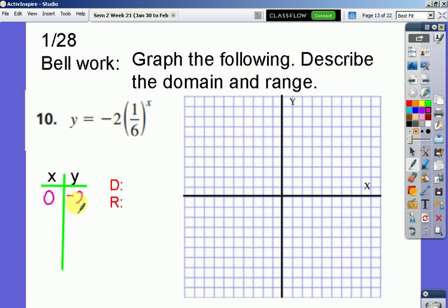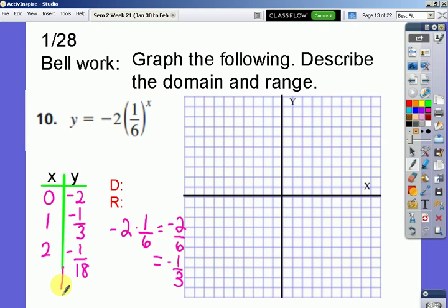0, -2. Now the issue is when you go down 1, you have to multiply -2 by 1/6. -2 times 1/6 is what? -1/3. Just write it out if you're having trouble with that. It's -2 over 6, which reduces to -1/3. Yeah? And then you'd have to multiply that by 1/6, and you get -1/18.